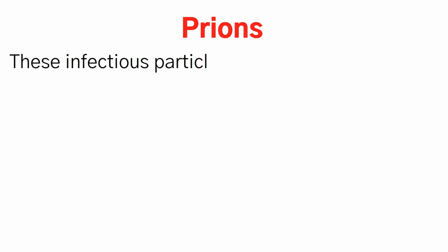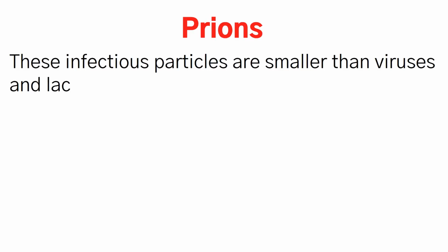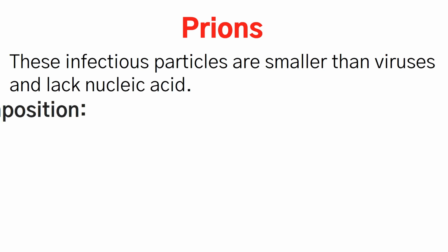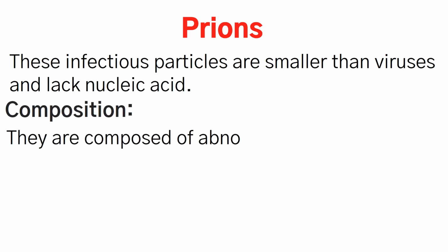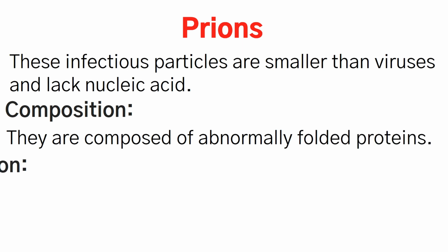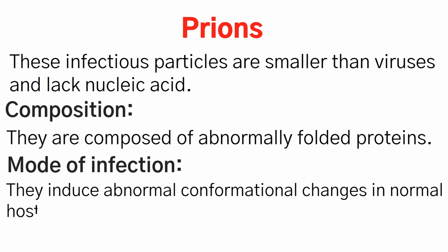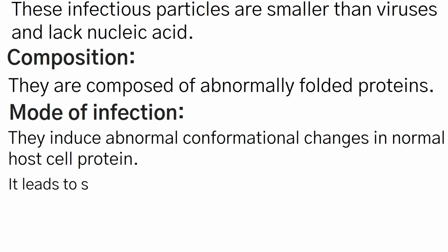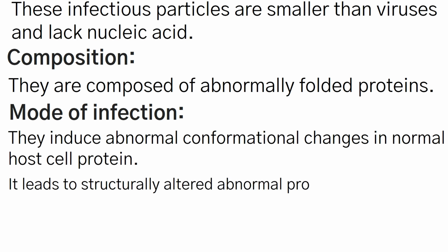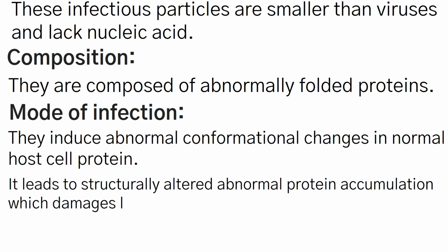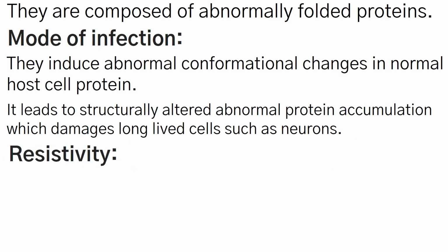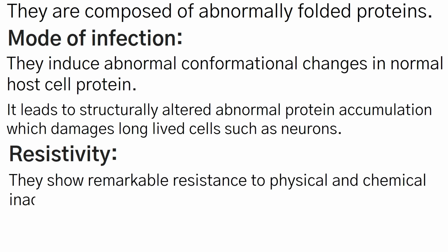Number five, prions. These are infectious particles that are smaller than viruses and lack nucleic acid. Composition: they are composed of abnormally folded proteins. Mode of infection: they induce abnormal conformational changes in normal host cell protein. This leads to the accumulation of structurally altered abnormal protein, which damages long-lived cells such as neurons. Resistivity: they show remarkable resistance to physical and chemical inactivation procedures.